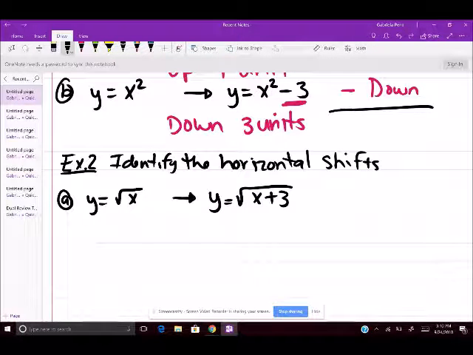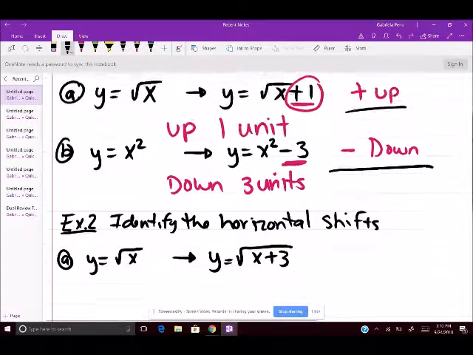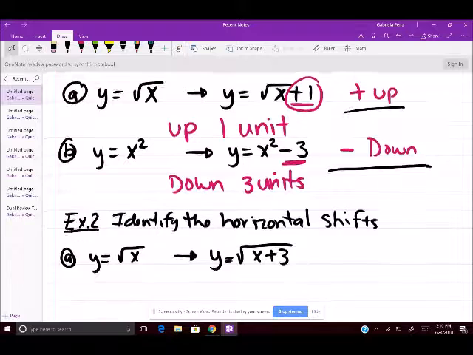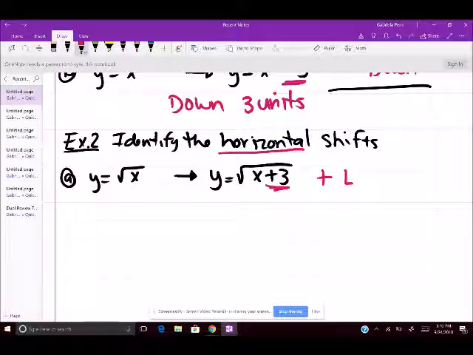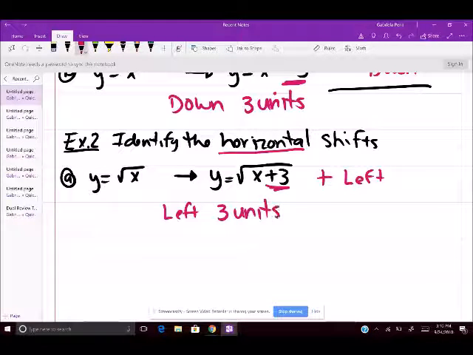Now here it is grouped. It is very different from the first problem. When you look at A in example 1, it's outside, but when you look at it here, it's inside, it is connected. So when it's inside with this group, it is a horizontal shift. When you see a plus, it's going to move left. So when I have to figure out the answer, it would be left 3 units.